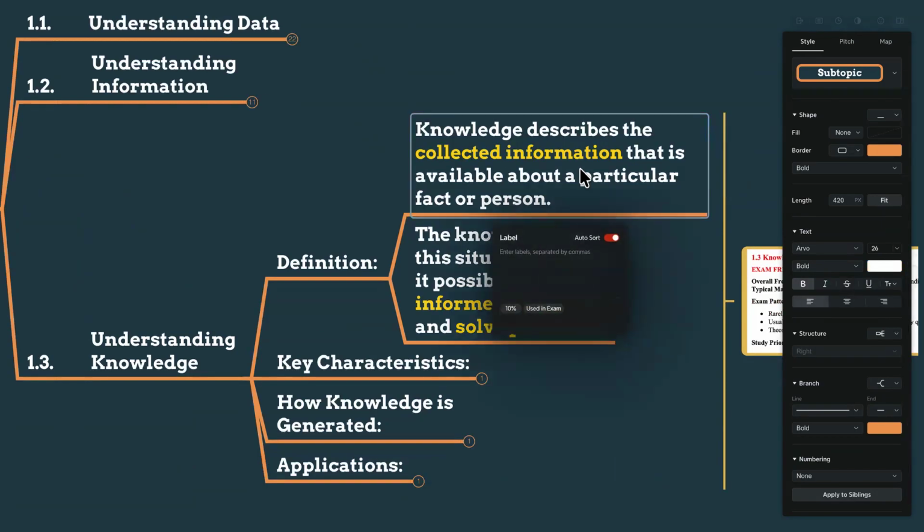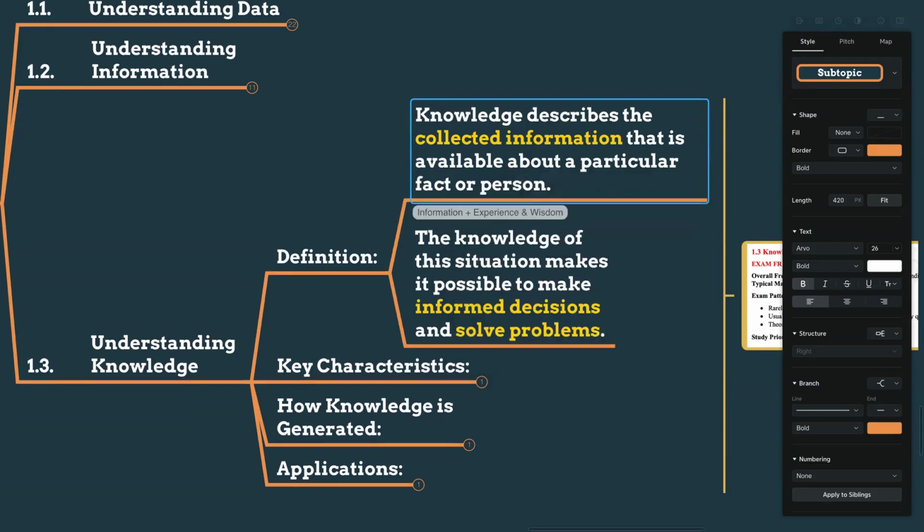So I can guide you: the information plus your experience and your wisdom, right? So we can say it like this. For example, a very skilled chef who knows not just the recipe, but when to add some extra spices and when not to. That is knowledge, right? Your experience.